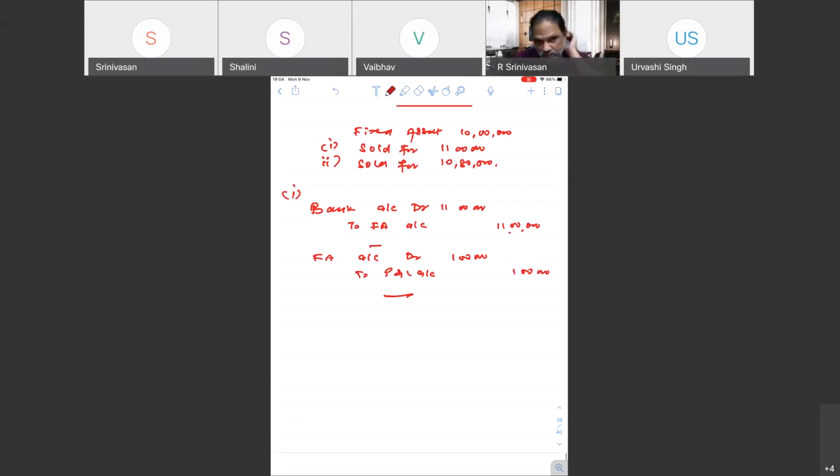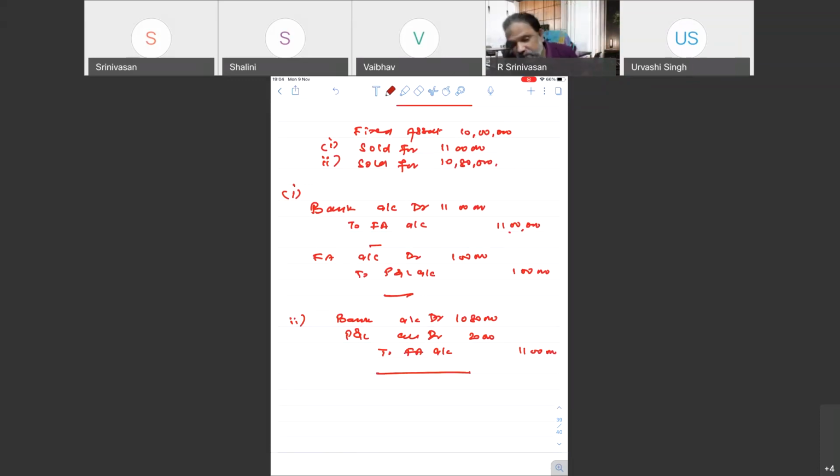So what entry will come here? Bank account debit, fixed asset account debit to P&L account. This is what is going to come. The second case, what will be the entry? Bank account debit 10 lakh 80,000, P&L account debit 20,000 to fixed assets account, how much? 11 lakhs. So this way you consider when your power to control is not changing. This is the way you have to treat, as if you are selling the investment.